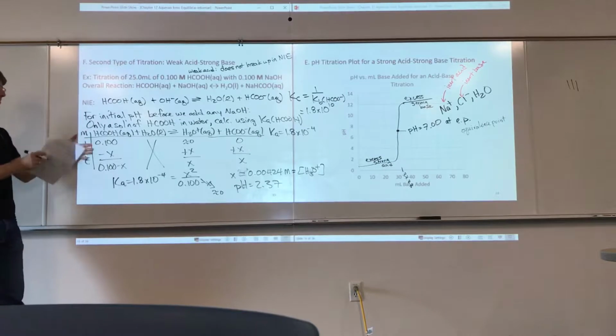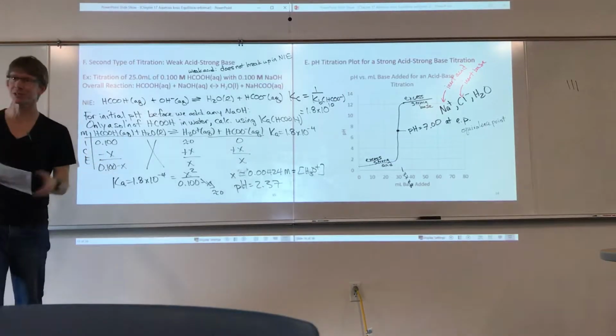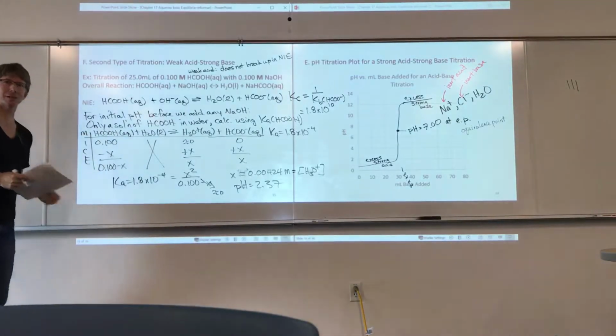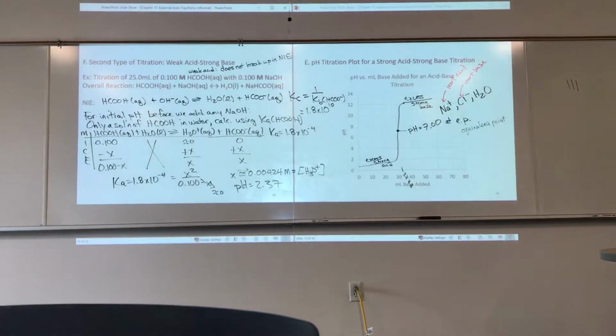Anyway, now I'm happy to say we can actually start doing some titrating. Are there any questions about this? That problem for chapter 16 is bread and butter. Gotta know how to do that.